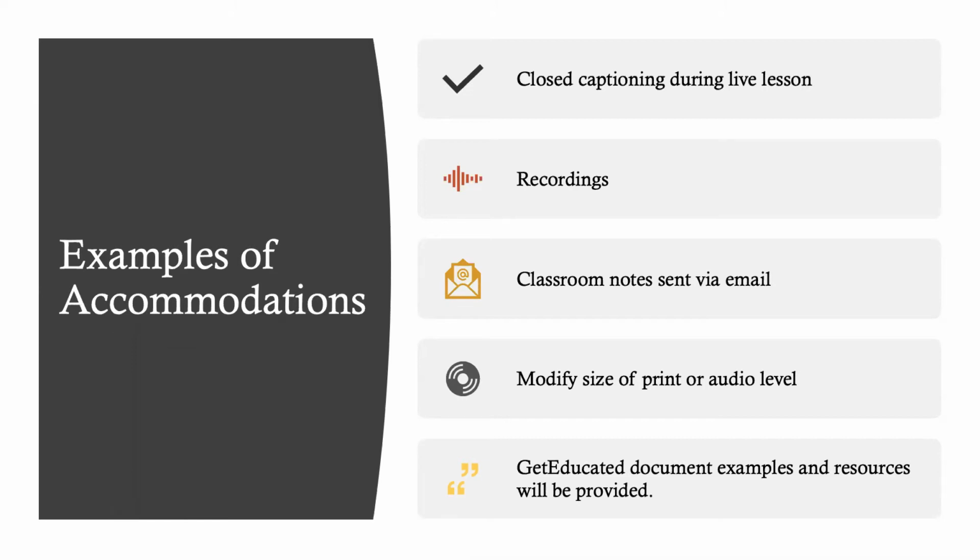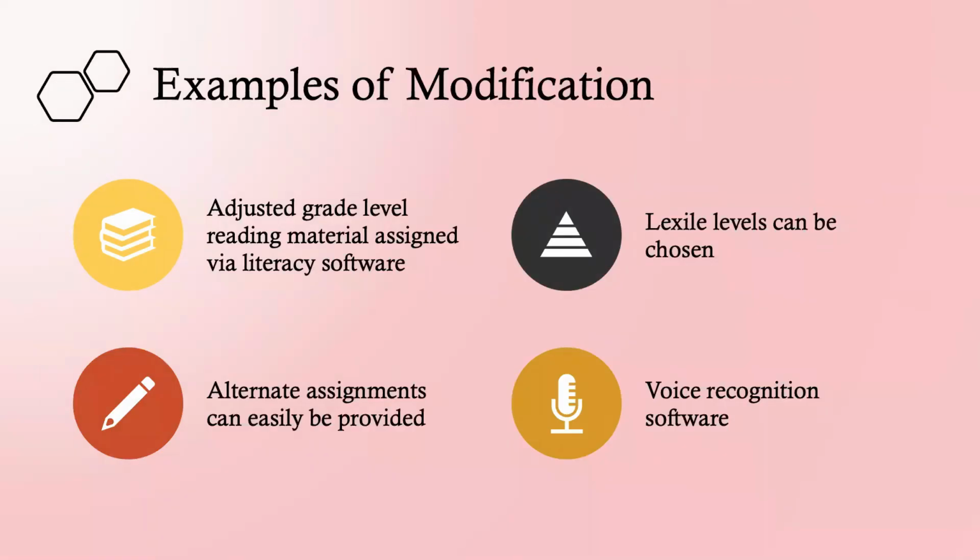And then let's talk about modifications. Obviously, an adjusted grade level for the reading material that you're assigning via a literacy software or whatever it happens to be that you're using for reading. Lexile levels can be chosen on many different software that's out there. Like I always went to Tween Tribune when I was doing comprehension activities with kids, because it's stuff that is relevant and happening today, and it's through the Smithsonian, and they had Lexile levels on there, which was great. So I could just pick which one I needed based on what the child's needs were.